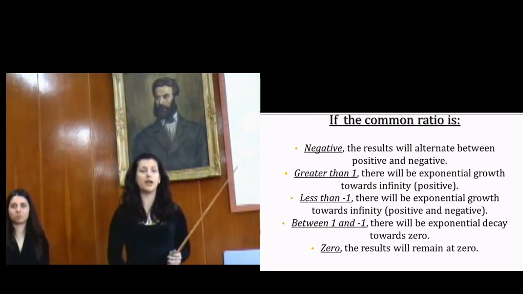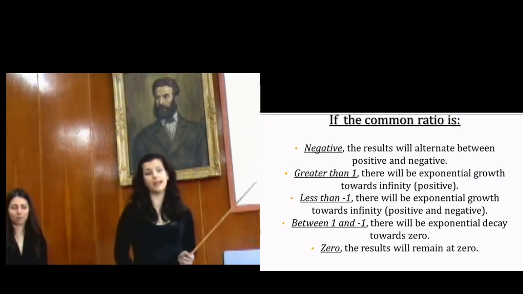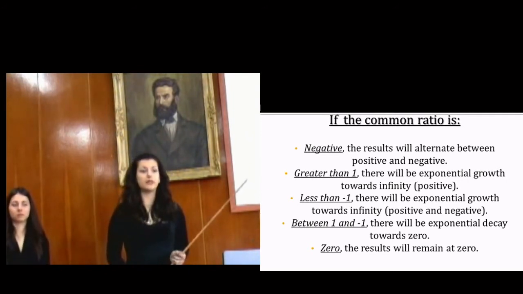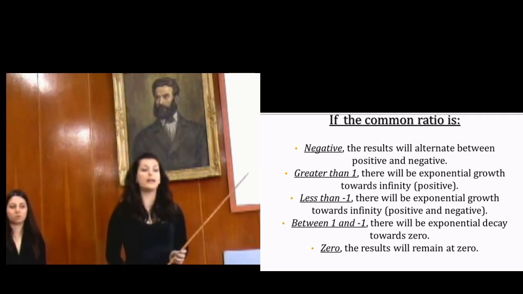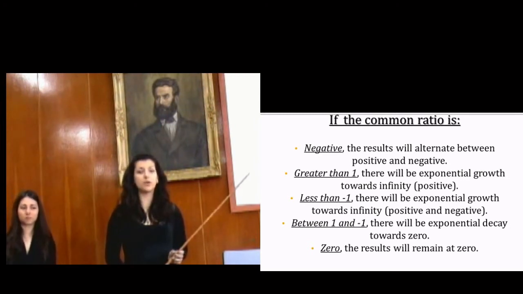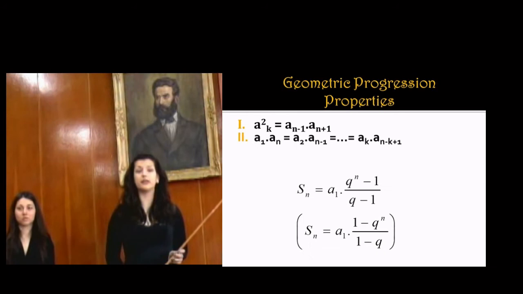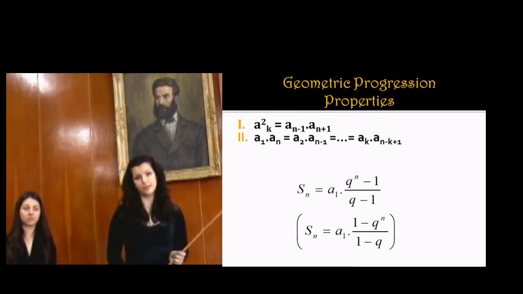If the common ratio is negative, then the result will alternate between positive and negative. If it is greater than 1, there will be exponential growth towards infinity and it will be positive. Less than -1, there will be exponential growth towards infinity and it will be positive and negative. And between 1 and -1, there will be exponential decay towards 0. And when it is 0, the result will remain at 0.